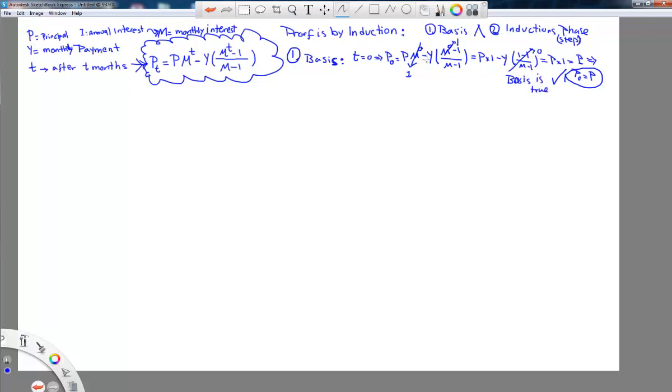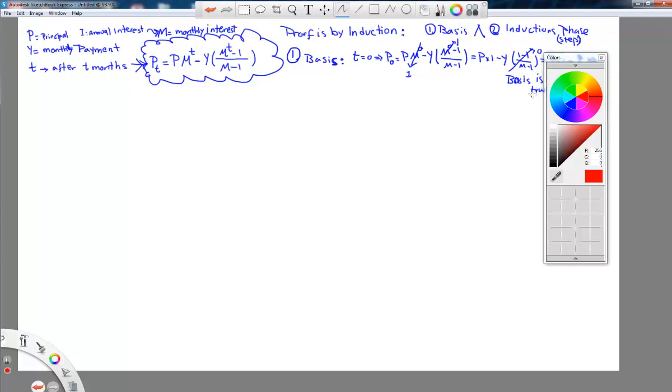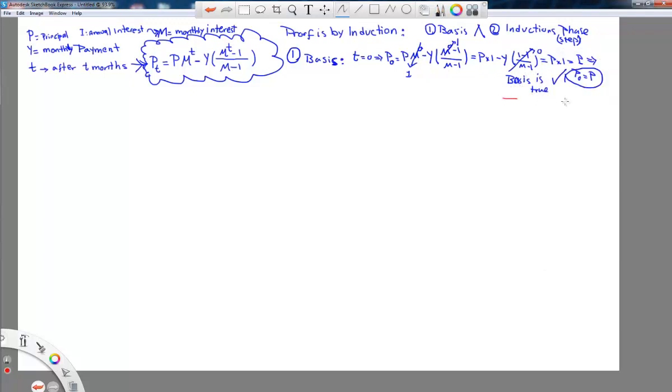Okay, so we knock down the basis case. So we're good here. Now we've got to go and show our induction phase or the induction step. So step number 2 is my induction step. And usually the inductive step is the one that takes some work. So in the induction step I have two things. Assume that it's true for T, then show it will be true for T plus 1. If I'm successful with doing that, then I'm good.